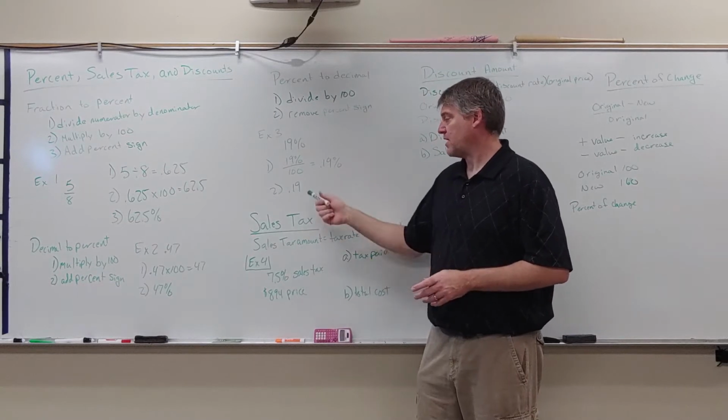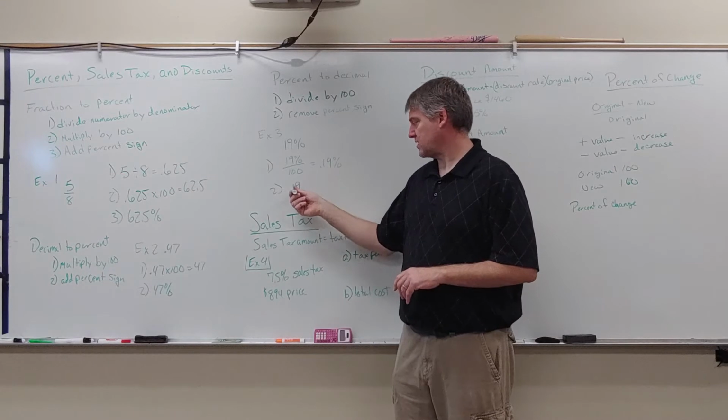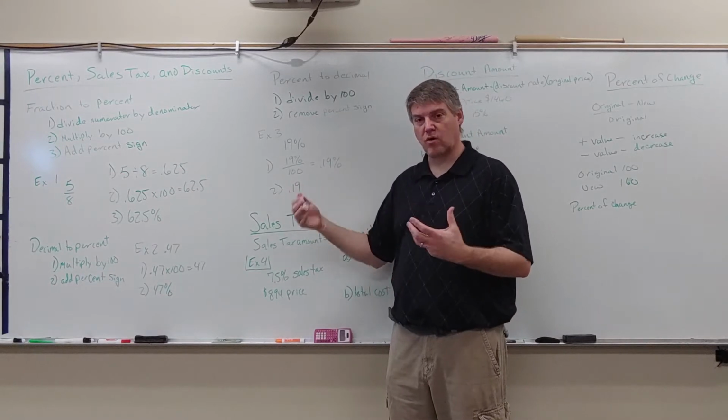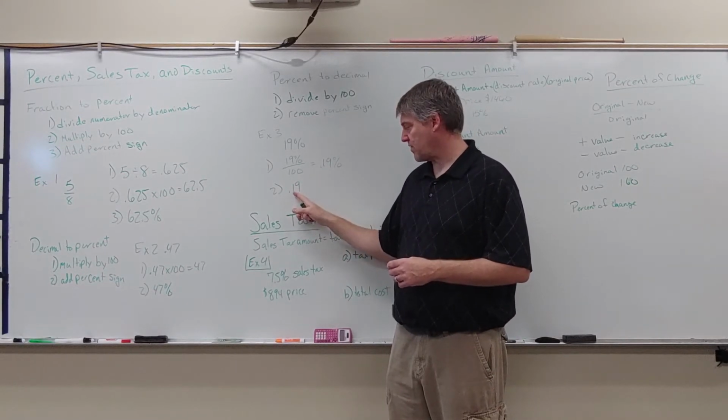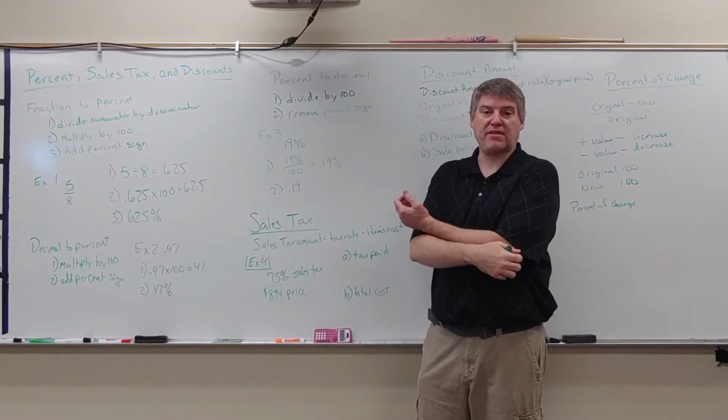Okay? If I'm in a decimal and I want to move it to a fraction, I'm going to look at this number and put it over 1 with that many zeros behind it. So this would be 19 over 100, and then reduce accordingly.